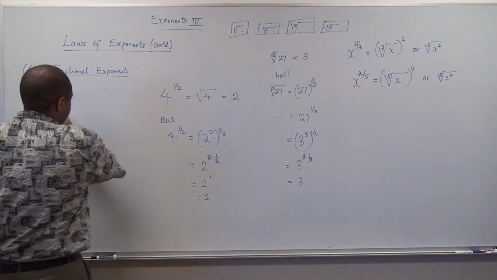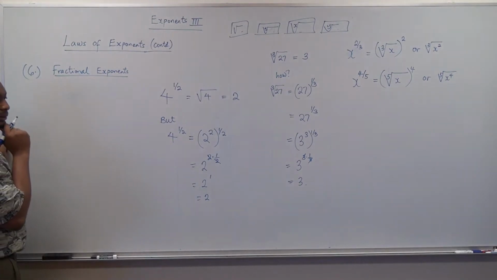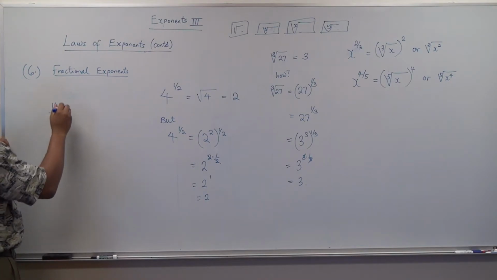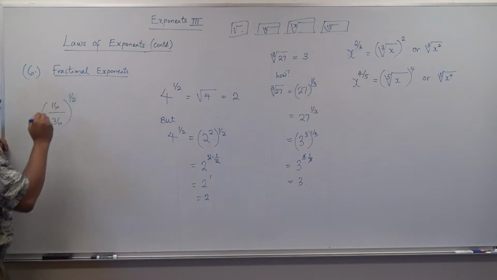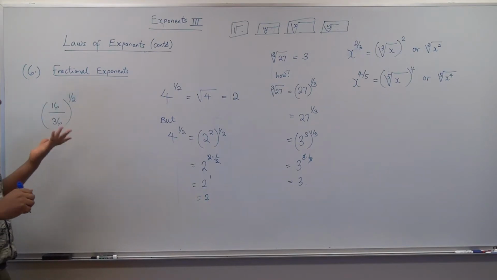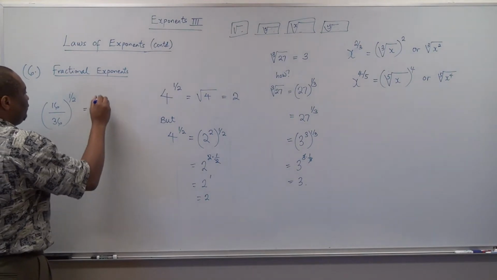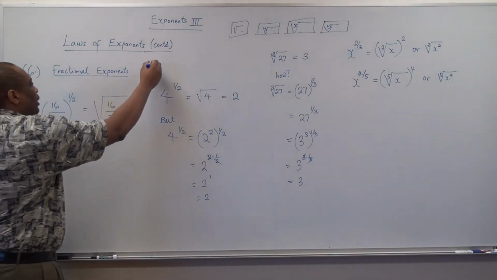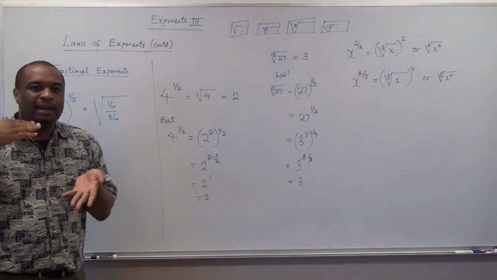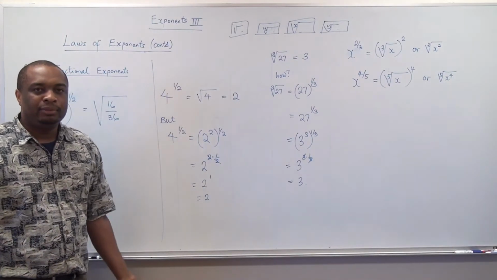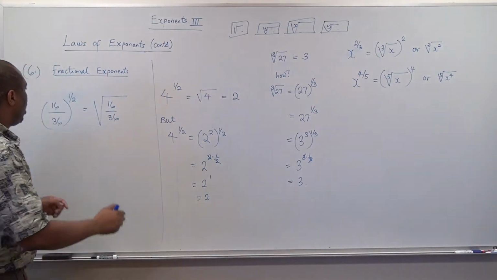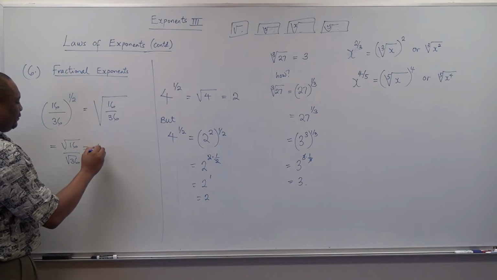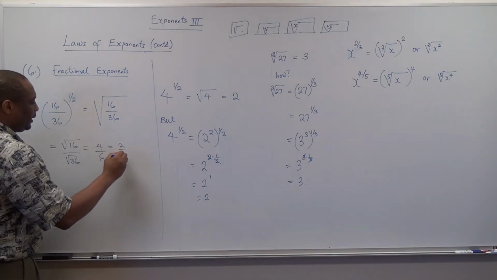Let's look at an example. Assuming we have 16 over 36 raised to power 1 over 2. This is pretty much easy, okay? Because this is just the square root of 16 over 36. Of course, it's of no use doing 16 divided by 36 first, which will give you a decimal, and then you do the square root. No. All you can do is just the square root of 16 over the square root of 36. And that simply gives you 4 over 6, which is 2 over 3.